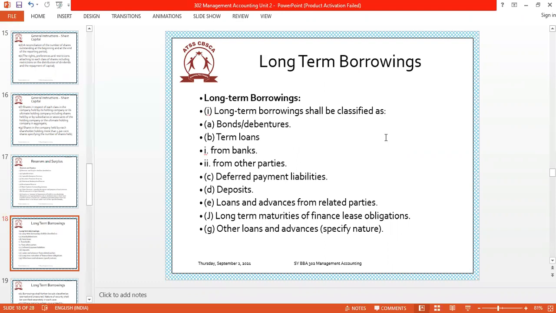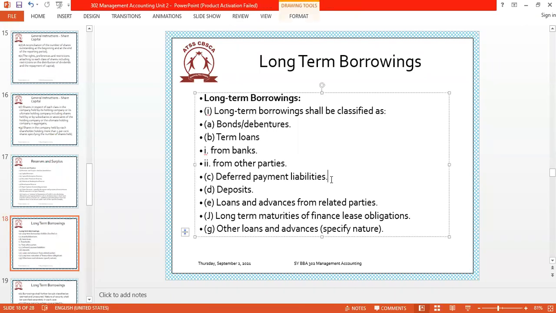Long-term borrowings shall be classified as bonds and debentures, term loans from banks, from other parties, deferred payment liabilities, deposits.